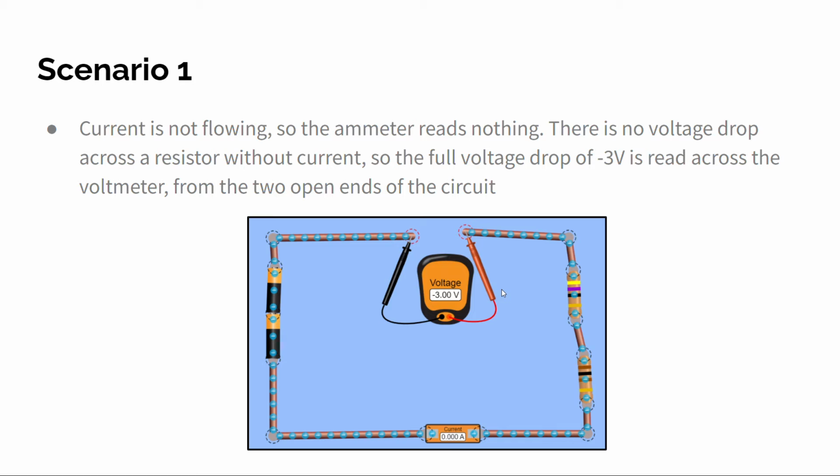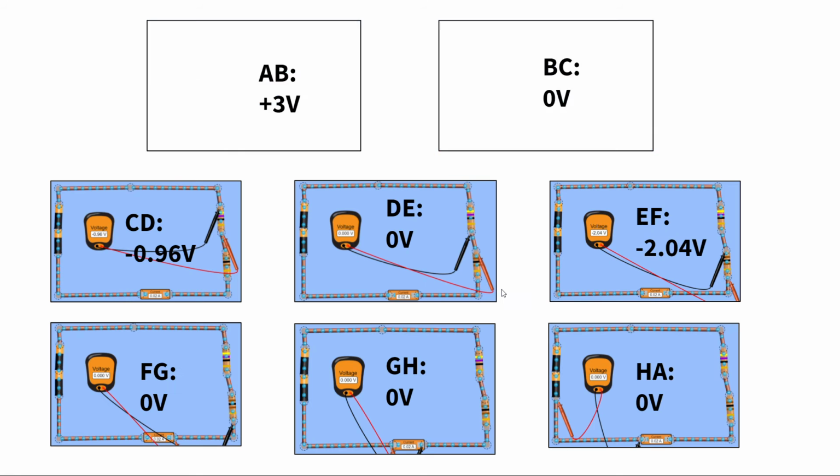In this scenario, the ammeter was replaced with a voltmeter, and current was not flowing, so the ammeter read nothing. But we still saw the voltage drop of -3 volts, as the batteries are still part of the circuit. So when it is closed by the voltmeter, we have to see that voltage drop somewhere, as there is no current flowing through the resistor, so they have no voltage drops in and of themselves.